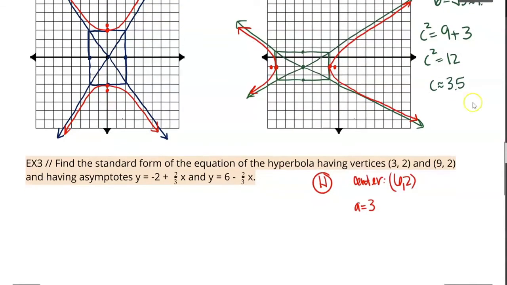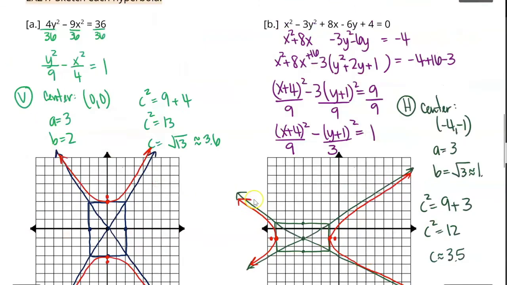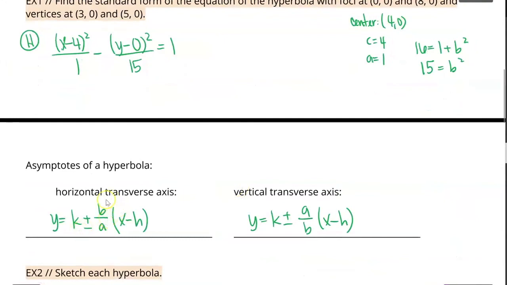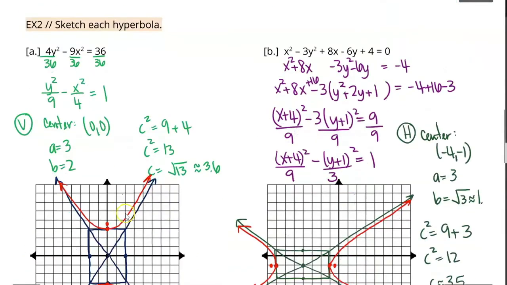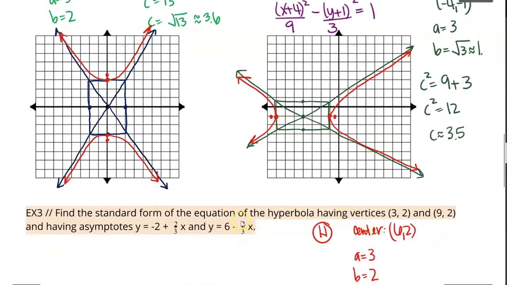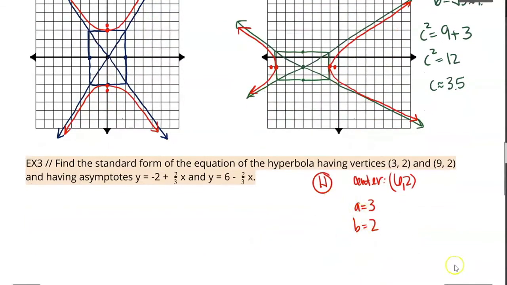And then let's look at our asymptotes. Our asymptotes are A over B or B over A. I can't remember. We could scroll up and look. But I know that my A value is 3. Okay, that tells me that my B value is going to be 2. We could verify that if we look up at a horizontal transverse axis. We want B over A, and that's what we have. 2 over 3 would be B over A, so that's perfect. We have A and B, and we've got everything we need.